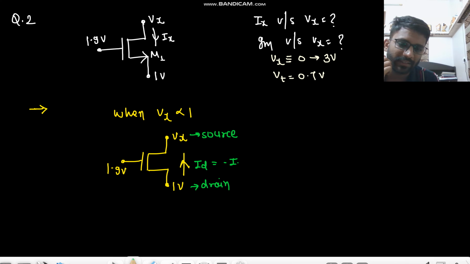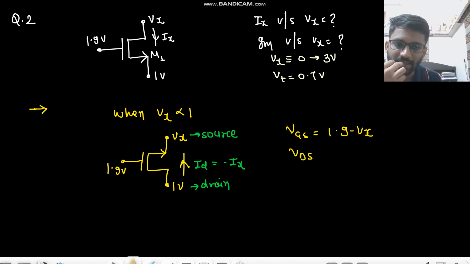Opposite current is flowing from drain to source. When Vx is less than 1 volt, the lower potential becomes source and the higher potential becomes drain. Now here, what is your VGS? That is 1.9 minus Vx. What is your VDS? That is 1 minus Vx. What is your V overdrive, VGS minus VT? It would be 1.2 minus Vx.